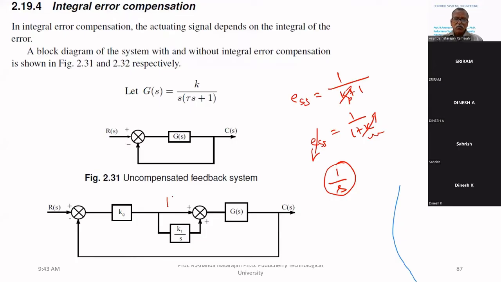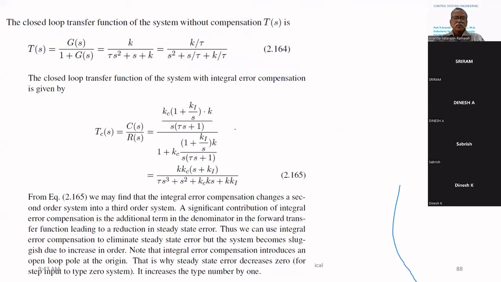What will you get here? Ki by s. S is included in the denominator. You see that? If you take LCM, s plus Ki, you will get s plus Ki upon s.